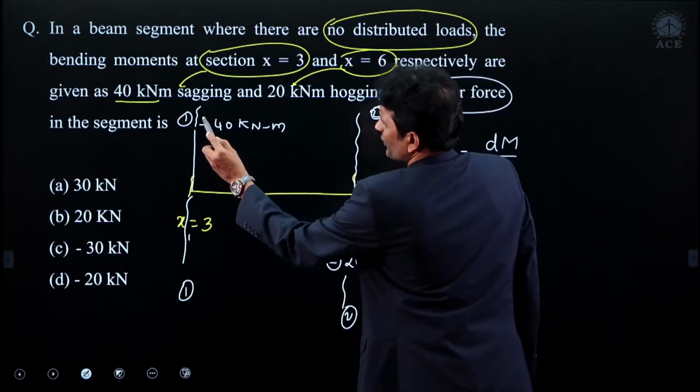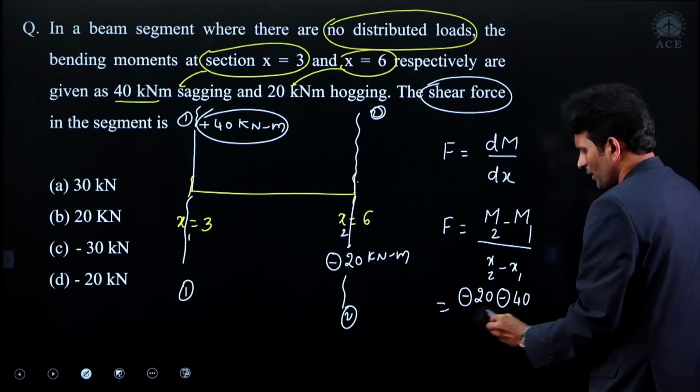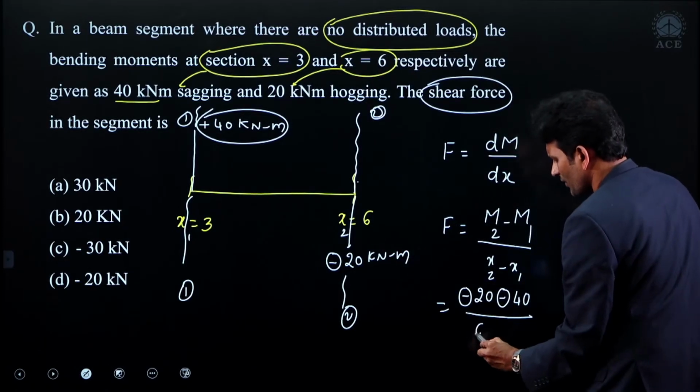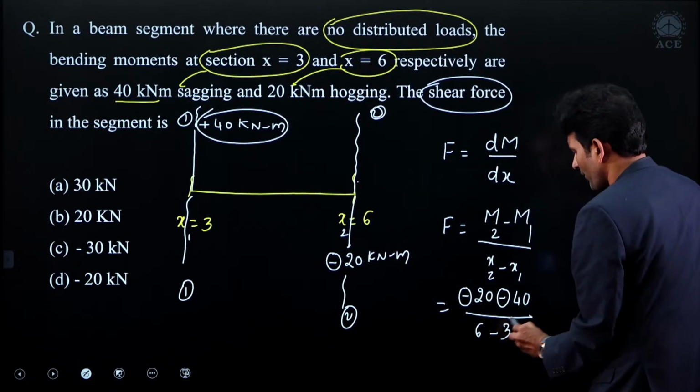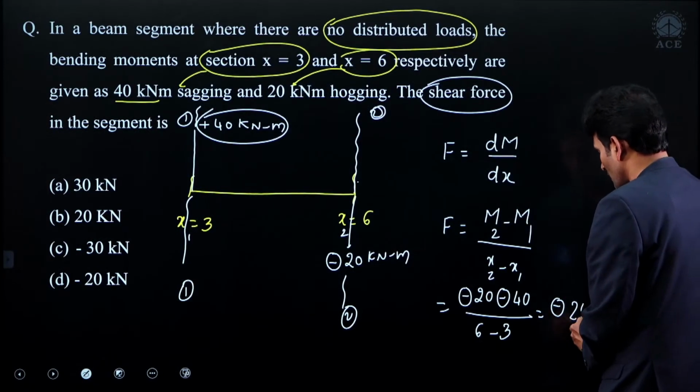What is the M1? This is plus 40, plus into minus gives minus. Minus 40 divided by 6... this is 3. Simplify this one: minus 60 divided by 3. That is nothing but minus 20.